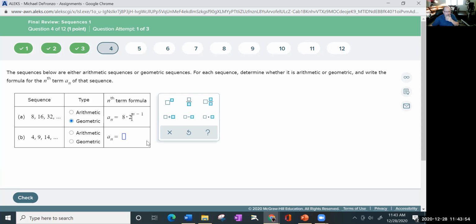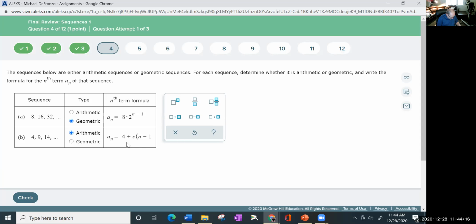Okay. Now here we have 4, 9, 14. It appears to be adding 5 each time. So we started with 4, then we're adding 5 times n minus 1. Now this time I pressed 5 and it put an S. Huh.